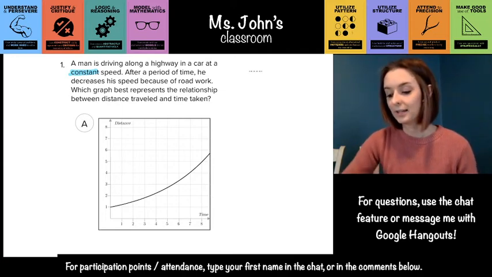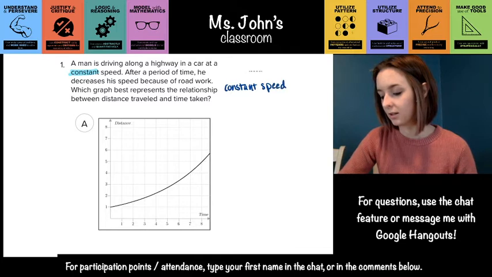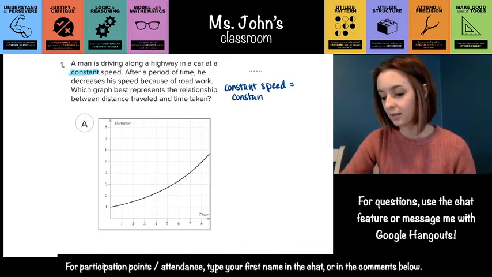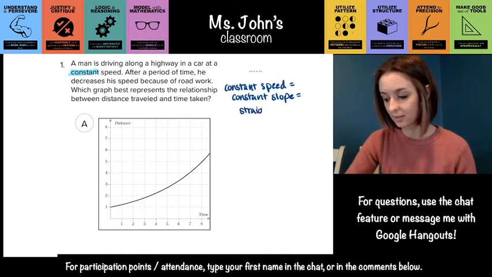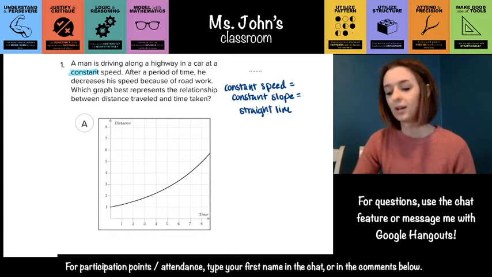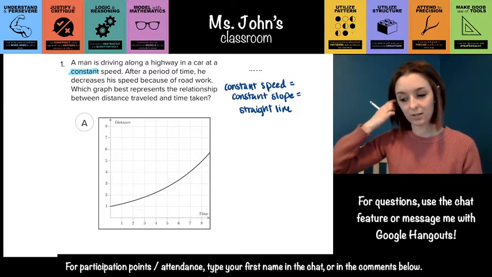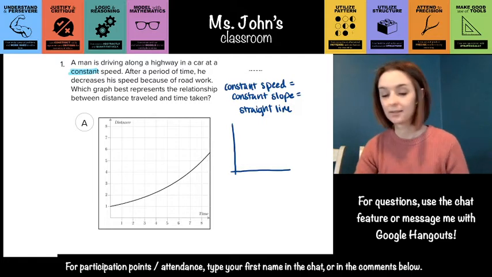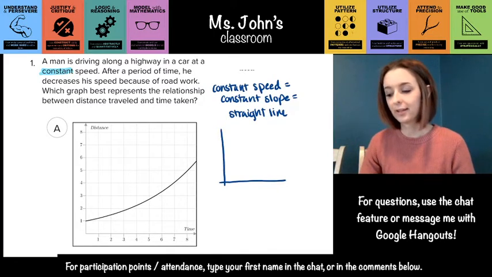So a constant speed always means that basically a constant speed is the same thing as a constant slope, which means in a graph that looks like a straight line. A constant speed means a straight line. So I'm not even going to look at the answers. I'm just going to draw a sketch of the graph that would be the right one. A is not the right one. That's the one we can see right now, because it's a curved line and we're not looking for any curved lines.